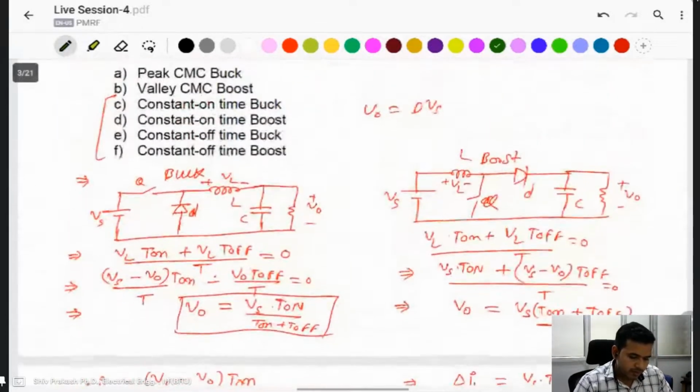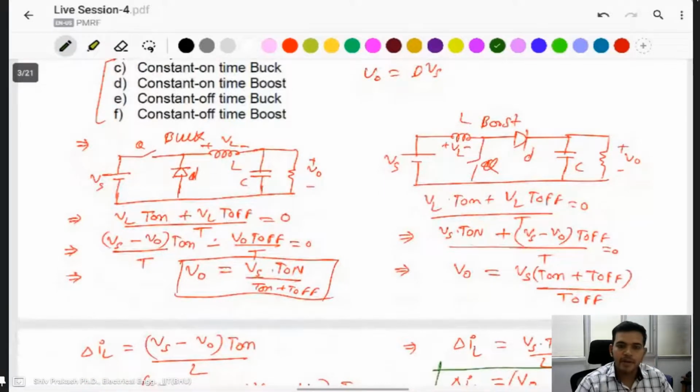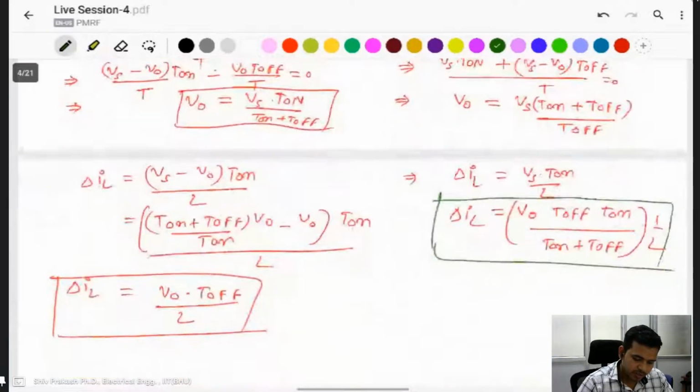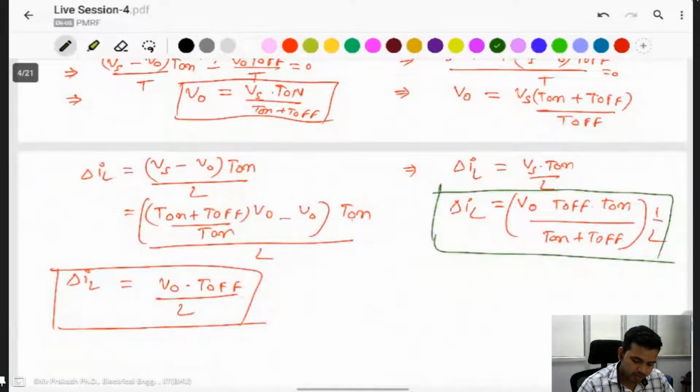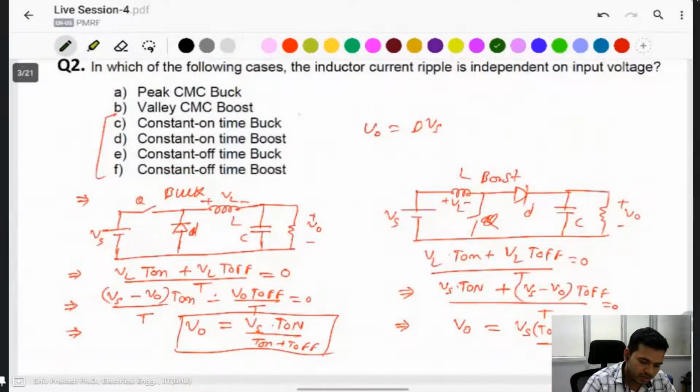Let's see the option: constant on time buck. It means on time constant. If constant on time, it means off time is varying. Now time varying, delta IL is also varying. This means this option is not correct.